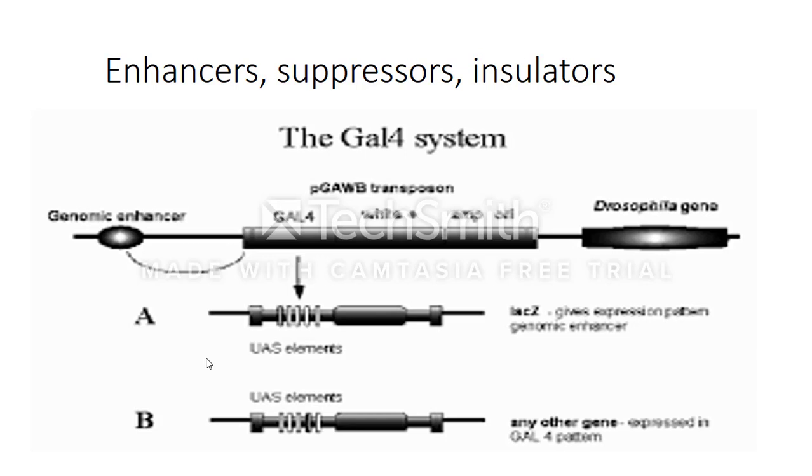And there are also insulators, which are found between the enhancer or suppressors and the promoter sequence. What they do is they block the suppressor or enhancer from affecting the genes. They're especially needed when nearby genes have different transcription patterns.